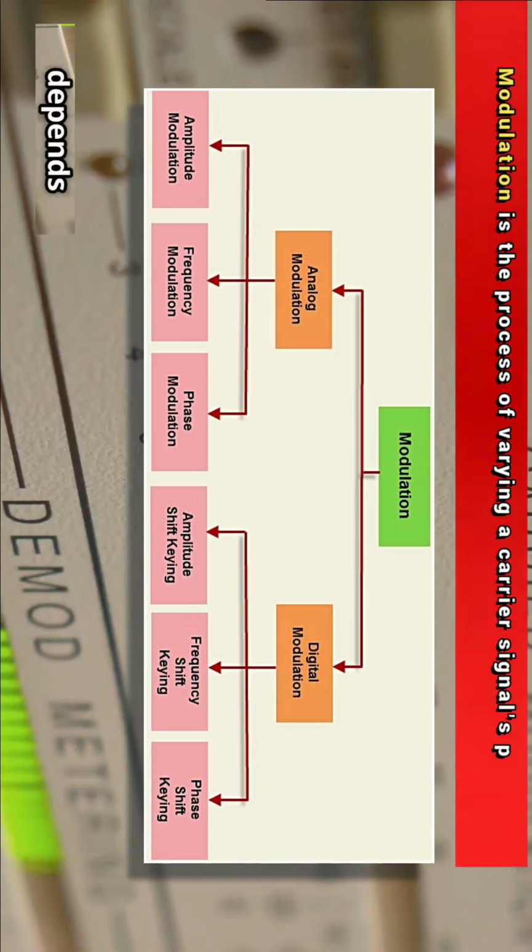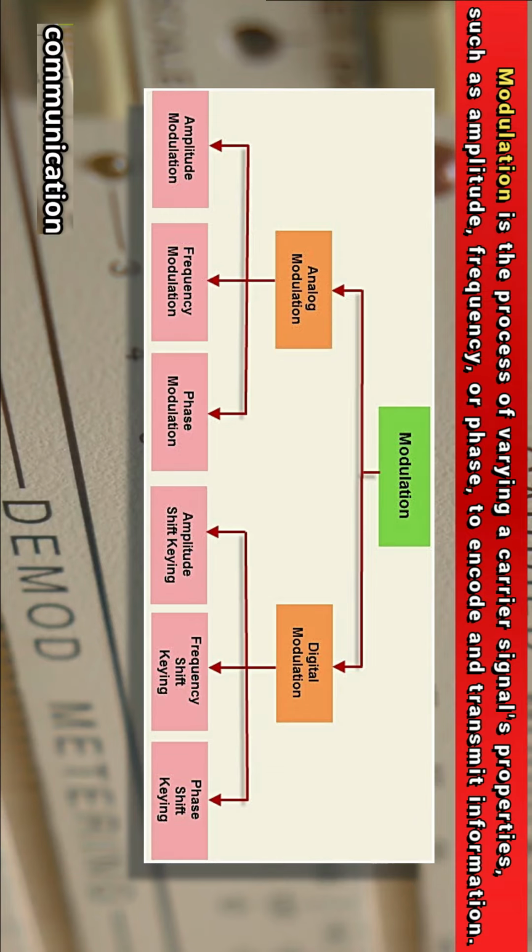Lastly, bits per cycle. This refers to the number of bits, that's zeros and ones, that can be transmitted in a single wave cycle. This value depends on the modulation scheme used in the communication system.